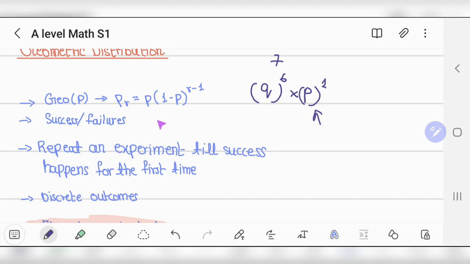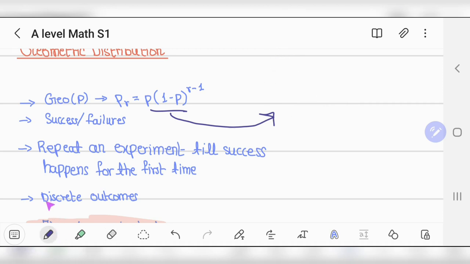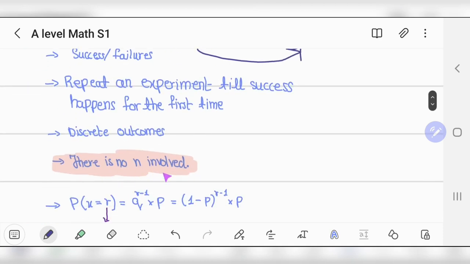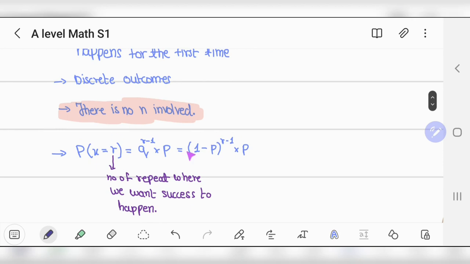So this is what it's telling you, that something is repeated so many times, and the probability of having success is p to the power 1, and the probability of having so many failures, 6 times, is q to the power 6. You got repeated experiments, and success happened for the first time. It also has discrete outcomes, and there is no n involved.